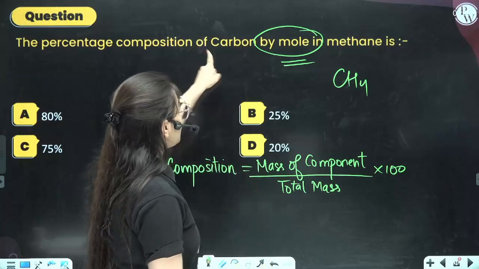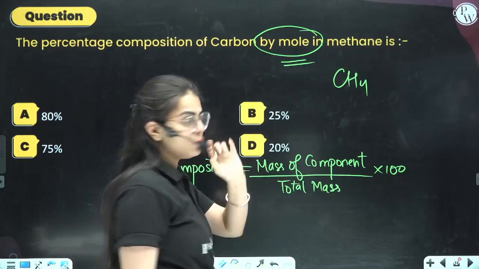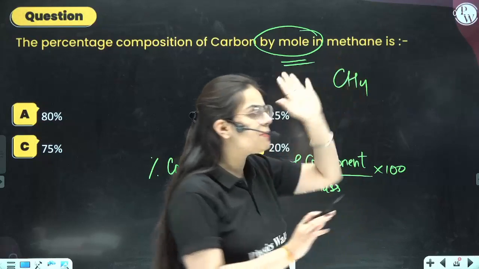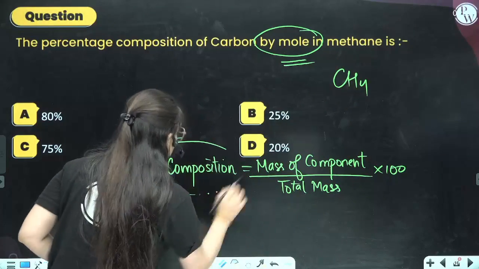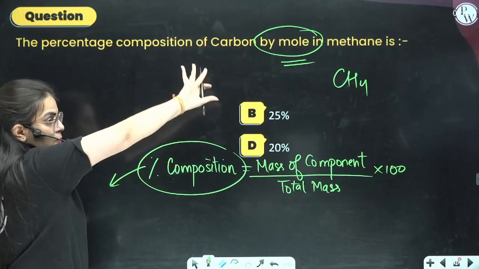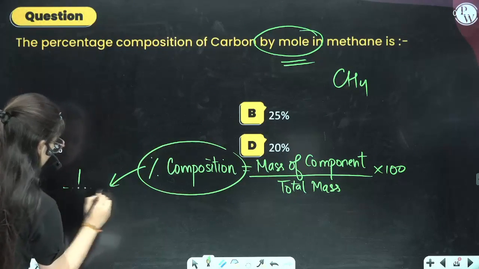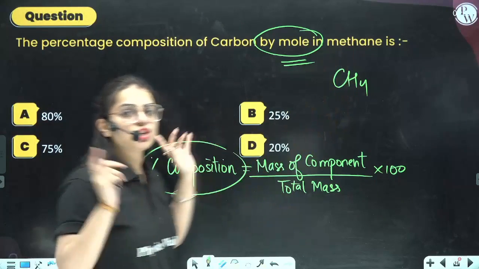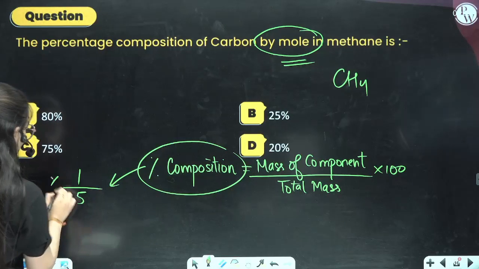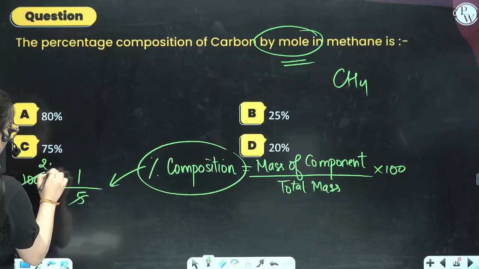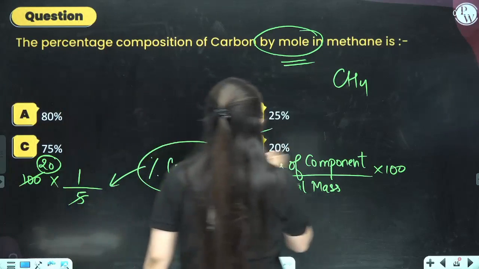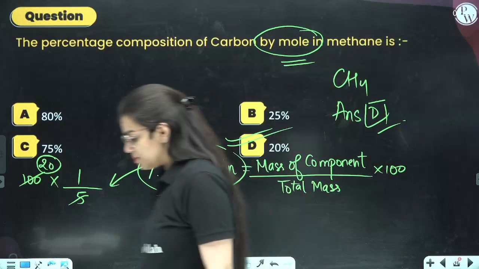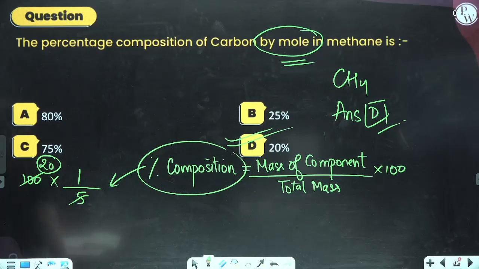So if carbon is present by mole, that means carbon is present in 1 mole. Total number of moles, with 4 hydrogen and 1 carbon, is 5 moles. If I define percentage composition by the mole concept, I would say carbon's composition divided by total composition. If carbon composition is 1 mole, total composition will be 1 plus 4, that is 5, into 100. When you solve it, it comes out to be 20%. So the answer is option number D.